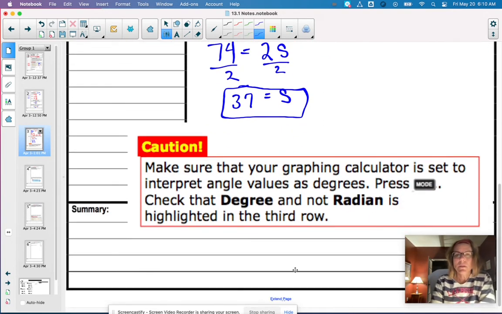All right, caution. Make sure that your graphing calculator is set to interpret angle values as degrees. So on your graphing calculator, you're going to press mode. You're going to check that degree and not radian is highlighted in the third row.